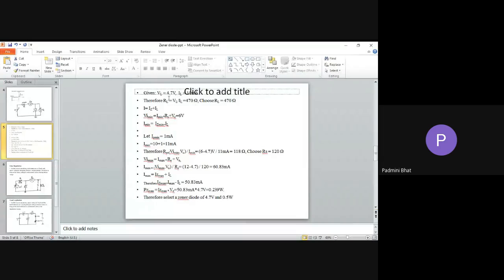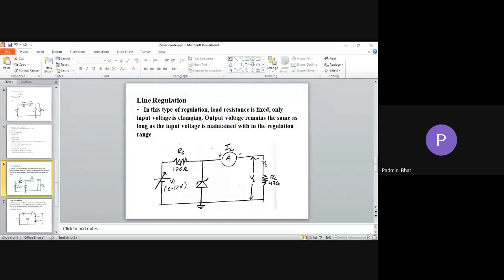We were asked to design where VL, that is the regulated voltage, should be 4.7 volt. Take IL equal to 10 milliamp. Then we get RL equal to VL by IL, that is equal to 470 ohms. 470 ohm is a standard resistance, so we take 470 ohms. Total I is equal to IL plus IZ.